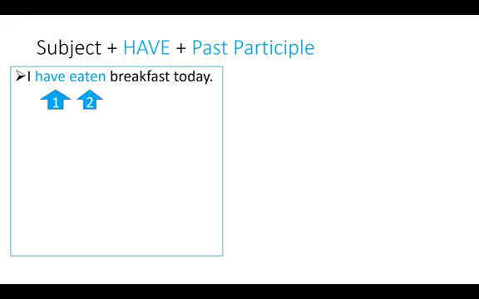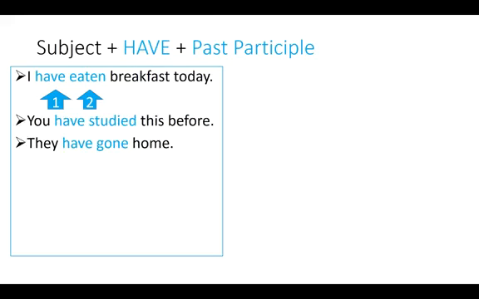Here are some examples with different subjects. You have studied this before. They have gone home. When we use the subjects I, you, and they, we use the helping verb have.